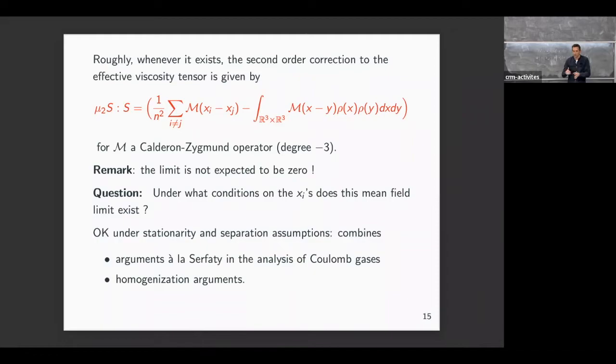But of course, in the works of Sylvia Serfaty, the xi's are given as a minimizer, while here you make some stationarity assumption. So at some point, of course, the two analyses differ and you use homogenization arguments to conclude.